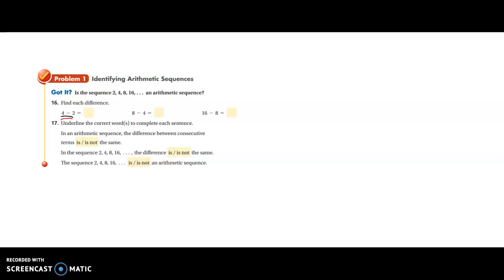Everybody. So I'll be solving problem 1, identifying arithmetic sequences. The problem asks, is the sequence 2, 4, 8, 16 an arithmetic sequence? Now, there are two problems in this question. So let's solve number 16 first.